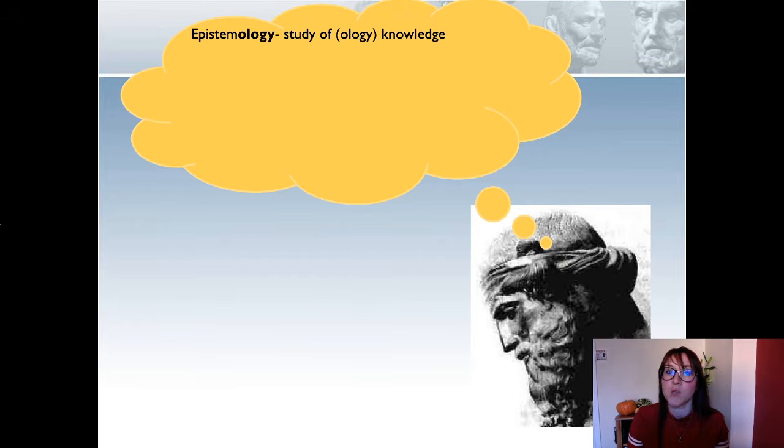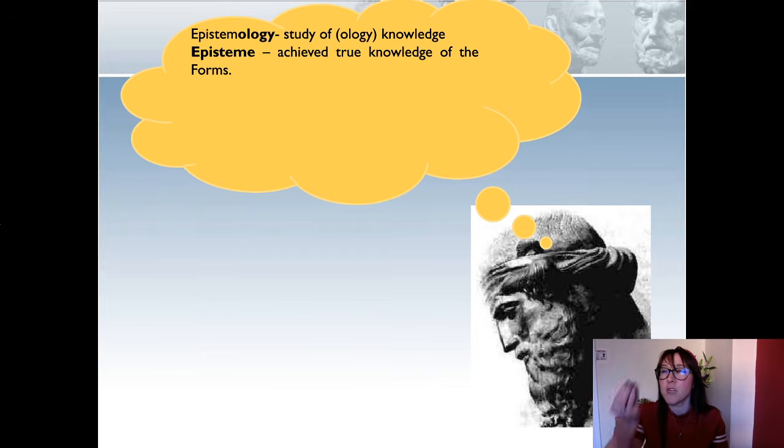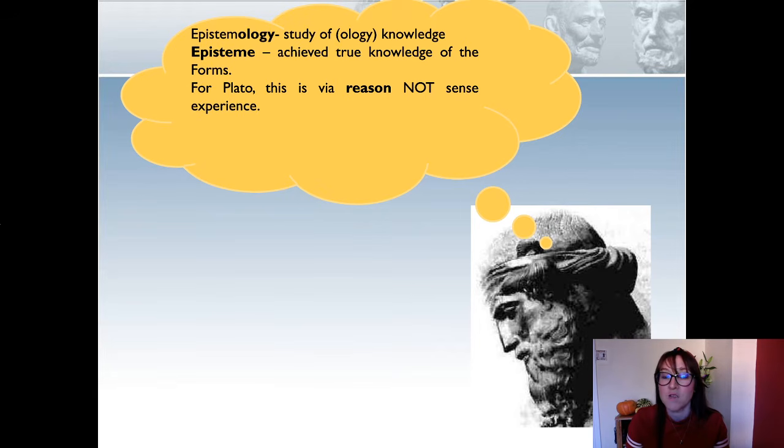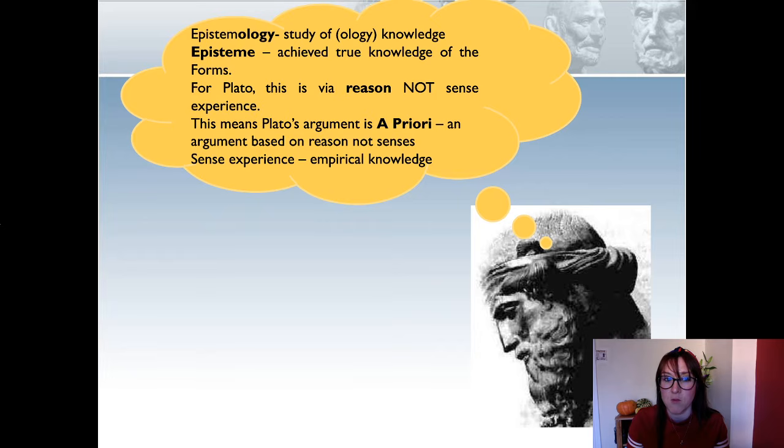So epistemology, as we know, is the study of knowledge. Episteme then is when you achieve that true knowledge of the forms. Once you've gained that true knowledge of the other world and the forms, you've gained episteme. For Plato, this is via reason, not sense experience. And so this means Plato's argument is a priori, an argument based on reason, not sense experience or empirical knowledge.